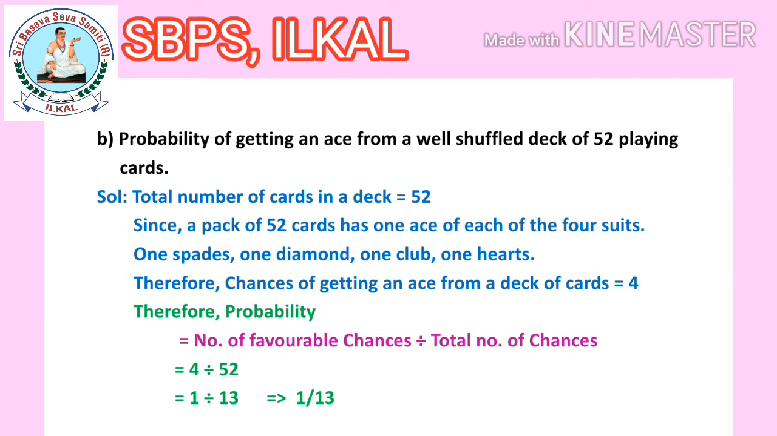4 chances are there, children. Total number of chances are 52. So, 4 divided by 52. You strike out now numerator and denominator. 4 ones are 4. Denominator 4 ones are 4. 1 will remain. 4 threes are 12. 1 divided by 13 will remain, which is nothing but 1 by 13.